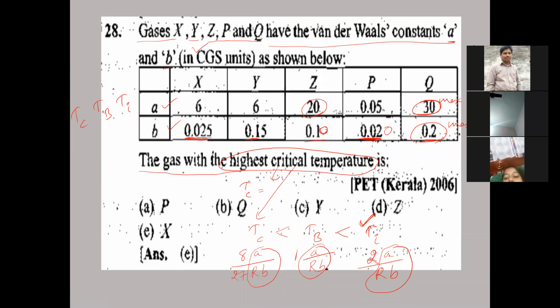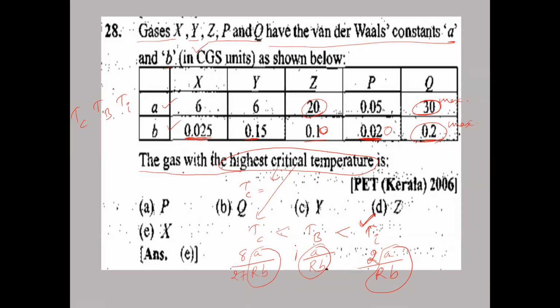Is that clear now? In this case they ask for the highest critical temperature. The critical temperature formula is 8a by 27Rb. Here R is constant, and you take the ratio a by b. Critical temperature is directly proportional to a by b.